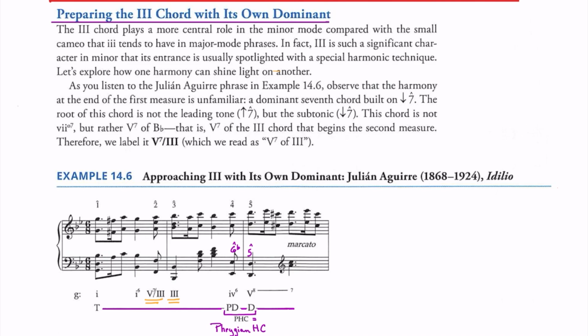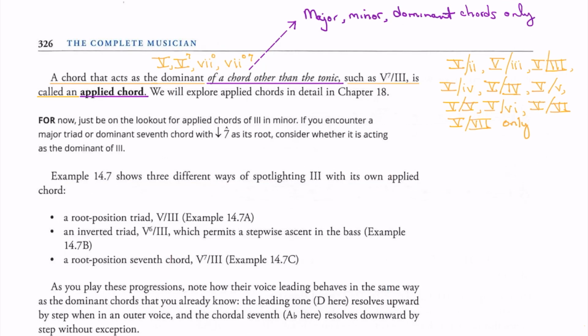Interesting. And congratulations, by the way. You have just learned another applied dominant. I think we've done 5 of the 4 chord back a few chapters. Now we've done 5 of the 3 chord. So we're making some headway here. Go to the top of 326. Laitz says a chord that acts as the dominant of a chord other than the tonic, such as the 5-7 of 3 that we just did, is called an applied chord.